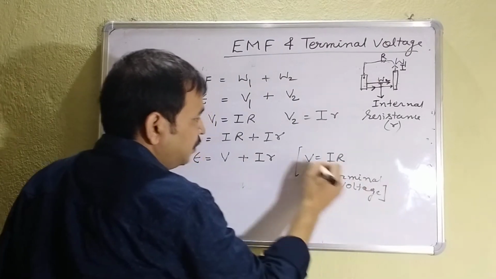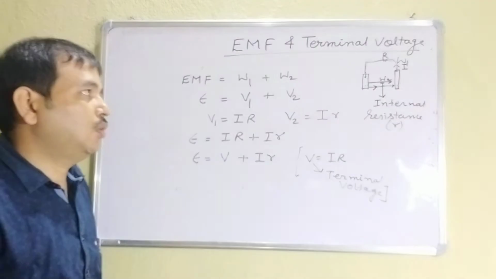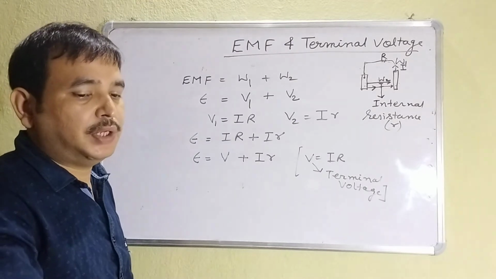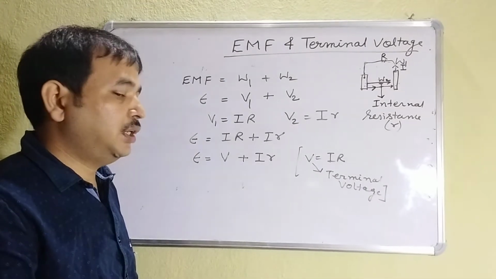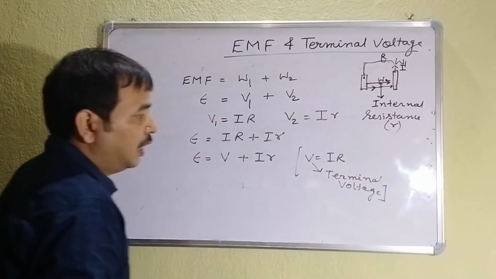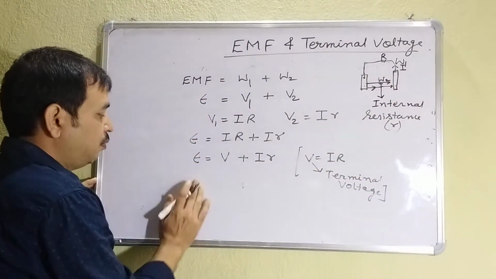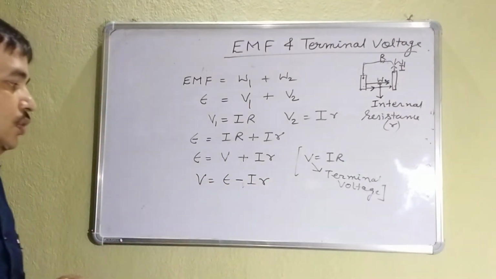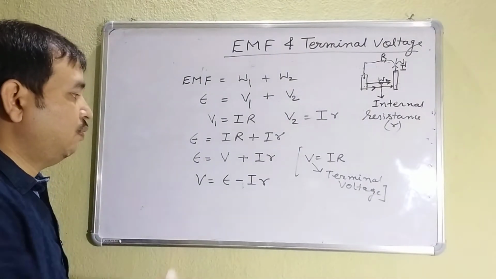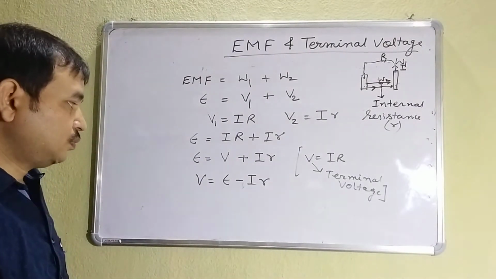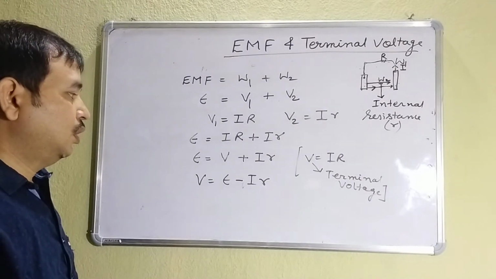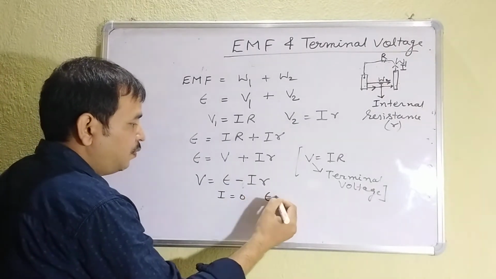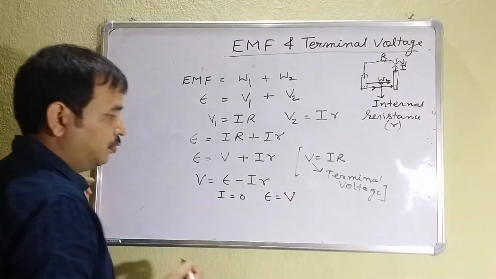What is this V? This V is the potential difference across the electrode outside the cell, that means across this resistor R. So we are getting one formula for terminal voltage, that is E minus Ir. So now we can define EMF and terminal voltage by this formula also. What is EMF? If you put I equal to 0, then EMF is the potential difference across the electrode.